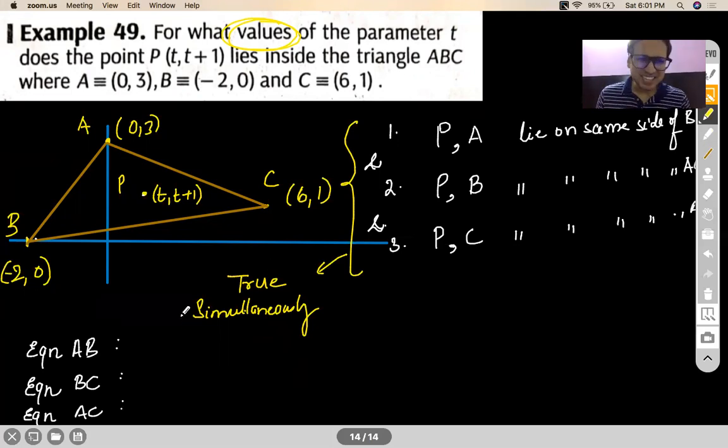Sir, I hate this, finding the equations. It takes so much time to simplify.